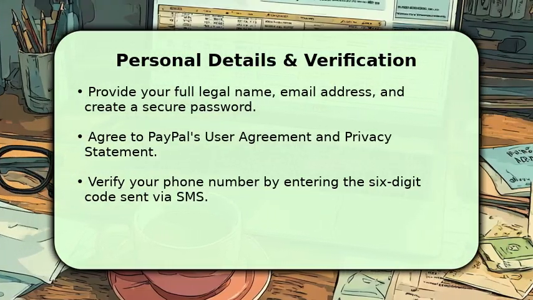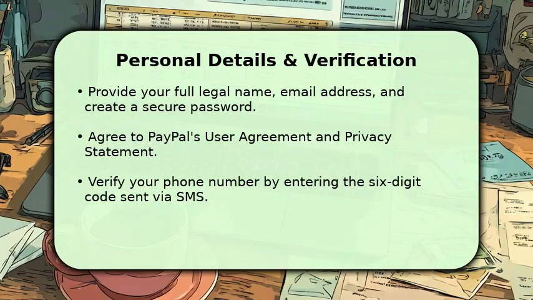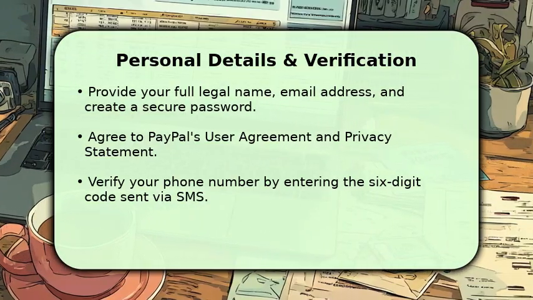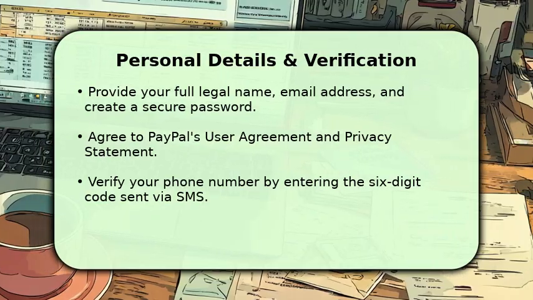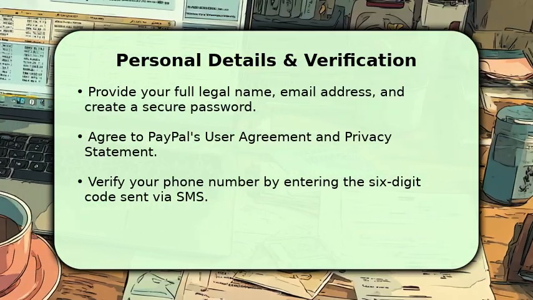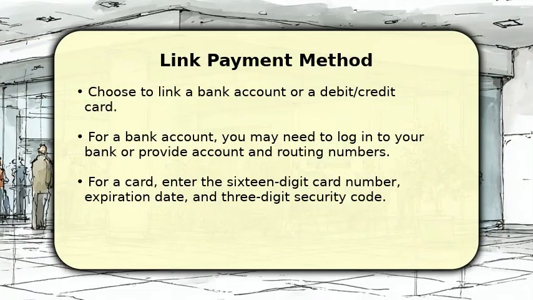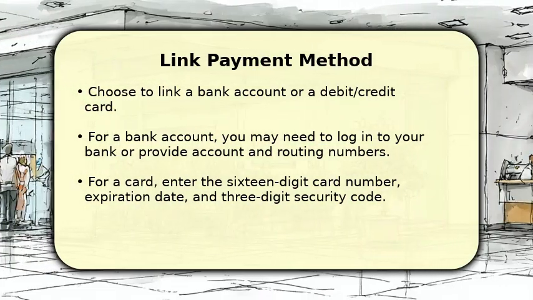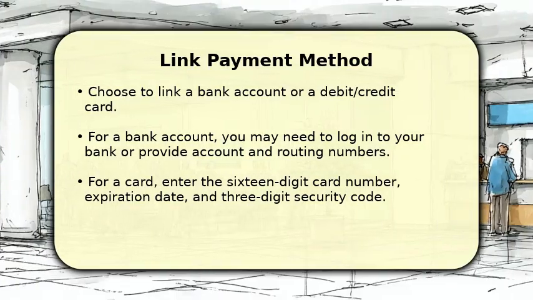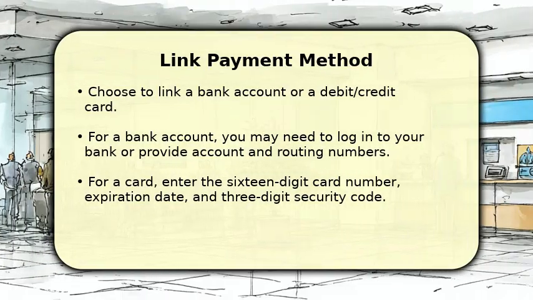After entering your information, PayPal will send a 6-digit verification code to the phone number you provided. Enter this code into the app to confirm your identity and secure your account. With your account verified, the next crucial step is linking a payment method. You have the option to connect either a bank account or a debit or credit card.